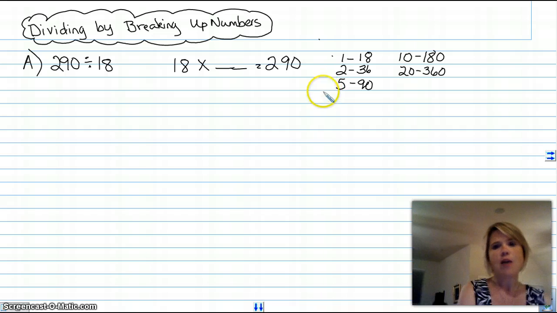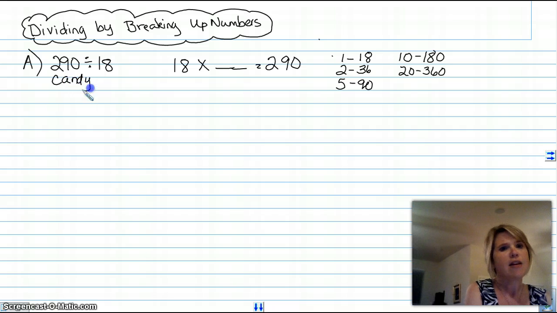Okay. Now, here's what I do, is I go ahead and I start to cluster. Okay? So let's put this in a story context first of all. 290. I'm usually going to use candy in bags at this time of the year. I don't know. Halloween candy. I have 290 pieces of candy, and I want to put 18 pieces of candy into a bag. Okay? The question is, what's the number of bags that I can make? Number of bags that can be made.